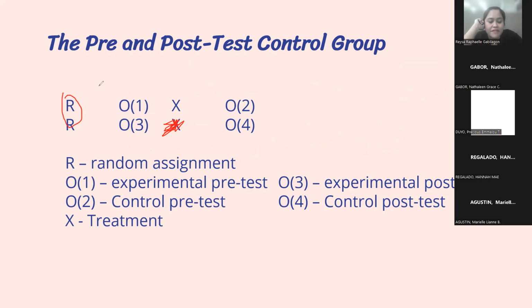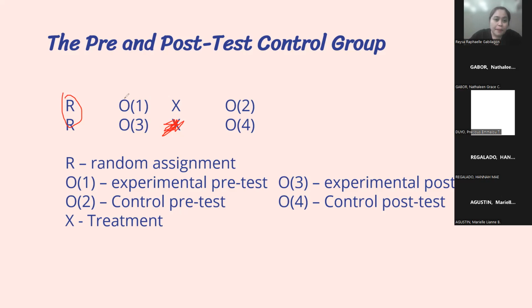As you can see, you have here randomization, meaning your subjects will be assigned in each group randomly. You really have to give equal chance to all the members of the population or to all your samples na ma-select sila or mag-group sila in that certain group. I'll teach you later how you are going to do the randomization.